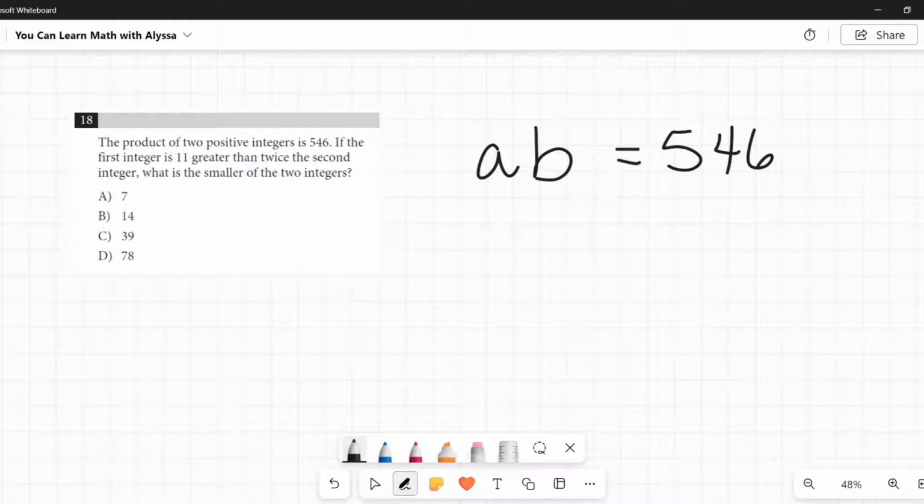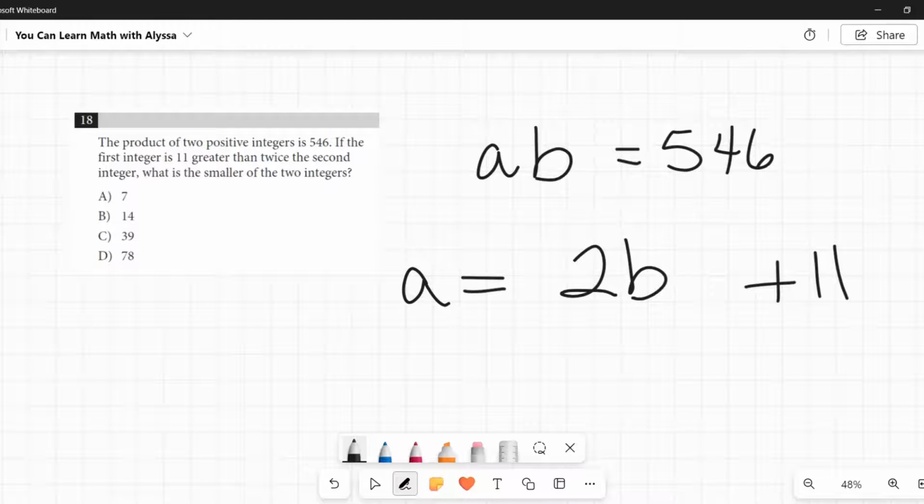The next line says, if the first integer, there's my first integer, is... When they're giving you equations in word form, "is," 99% of the time, I can't think of an exception off the top of my head, is where the equal sign goes. The first integer is, A equals. What is it equal to? It is 11 greater, so 11 greater means adding 11. 11 greater than twice the second integer. So 2 times that second integer plus 11 will give me the first integer.